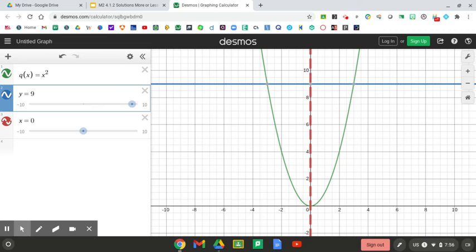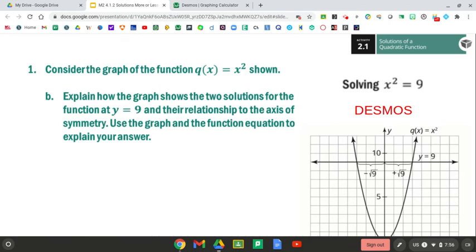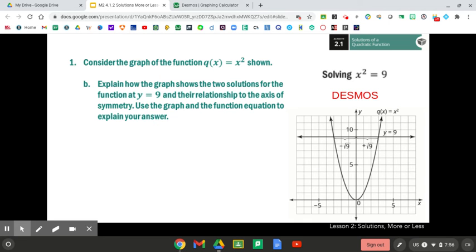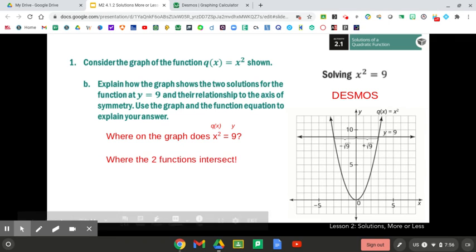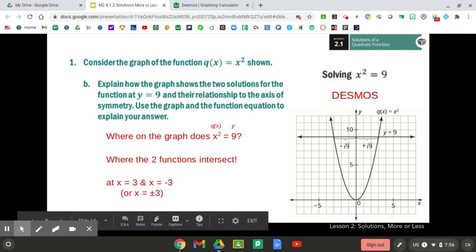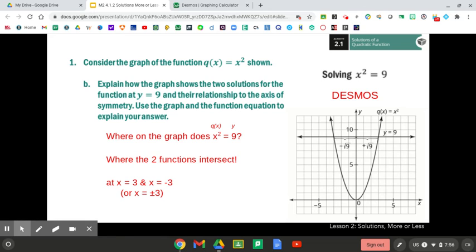There's the axis of symmetry if I wanted to include that in my picture. But graphically, that's one way of solving. I can look for the intersections like we did on the warm-up, or I could do it algebraically. Okay, so where do the graphs meet? x squared equals 9. We're looking for the intersection, those two locations. In this case, 3 and negative 3, or more succinctly, it could be written as plus or minus 3, another way of writing it.